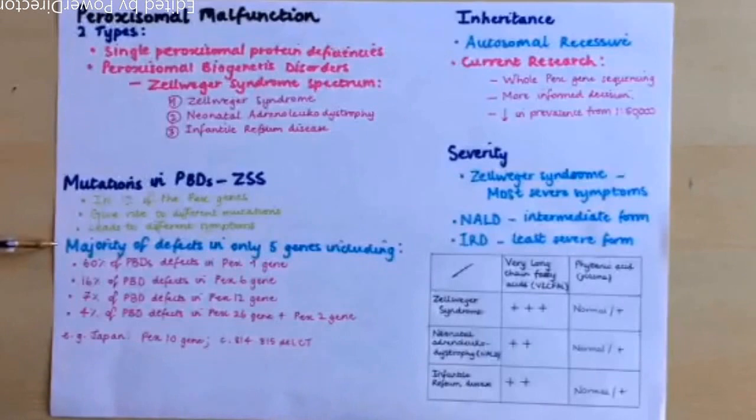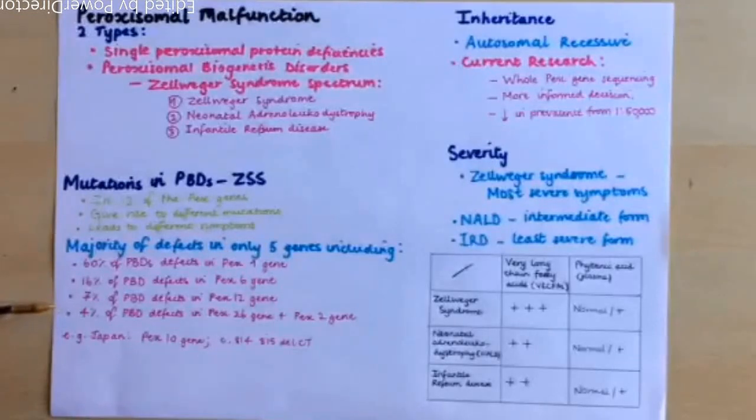The majority of defects occur in only 5 PEX genes, including the following: 60% of defects in the PEX1 gene, an alpha amino acid required for peroxisomal matrix protein import, of which 2 common pathogenic variants have been identified; 16% of defects in the PEX6 gene, 7% of defects in the PEX12 gene, and 4% of defects in the PEX26 and PEX2 genes respectively.